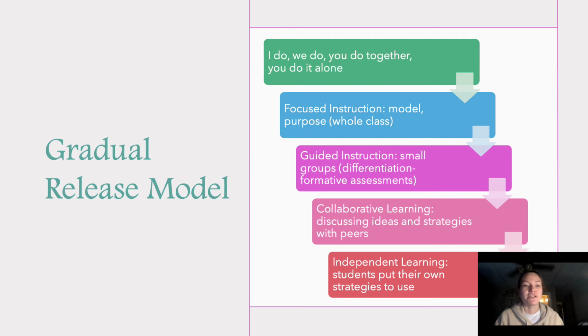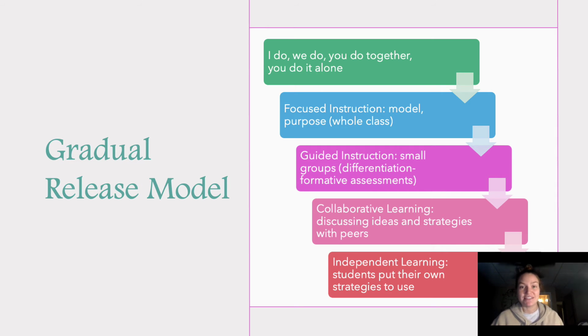All right, and then that brings me to the gradual release model. And this model is the I do, we do, you do it together, and then you do it alone. So first you start with focused instruction. That's going to be the I do. So that's going to be when the teacher models a problem, models a concept, explains the purpose. It's a whole class, so you're just explaining something, giving this instruction to the class.